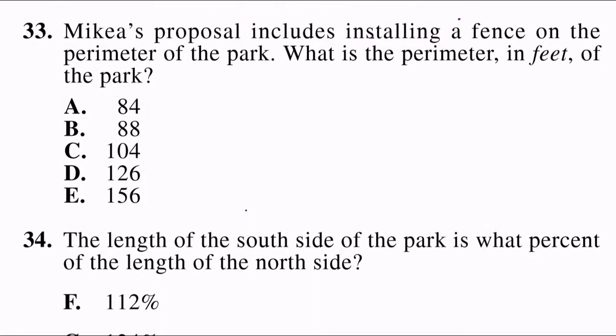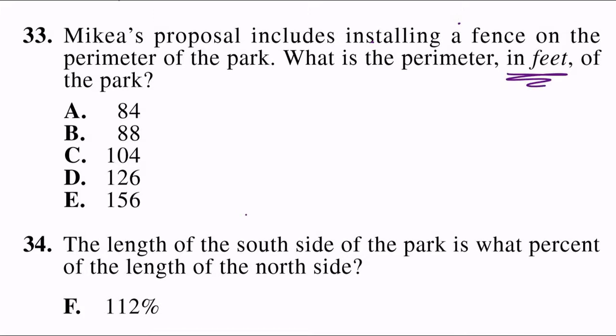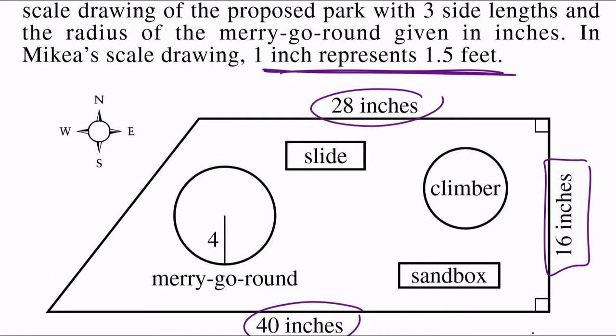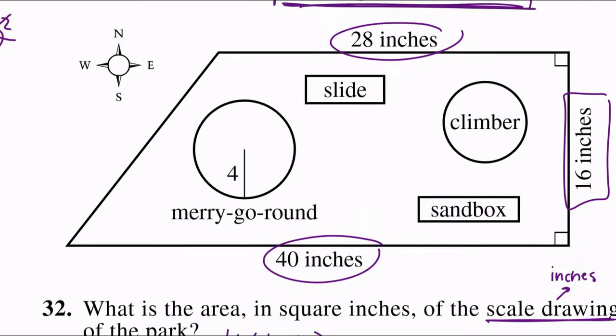Moving on to number 33. Micah's proposal includes installing a fence on the perimeter of the park. What is the perimeter in feet of the park? So this one, we want to know the perimeter, which is just the length of all the outside edges. And we want to know in feet. So this means we are going to have to use this scale conversion. So every 1 inch represents 1.5 feet.